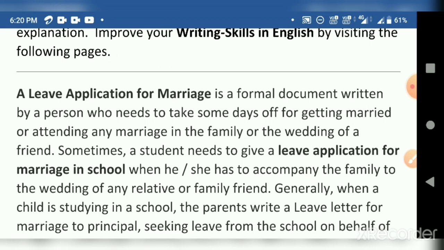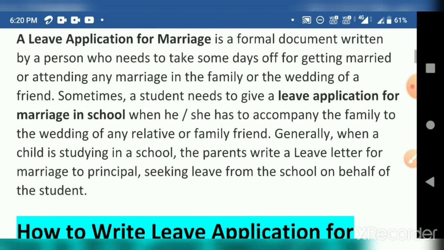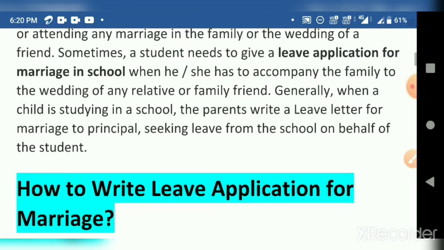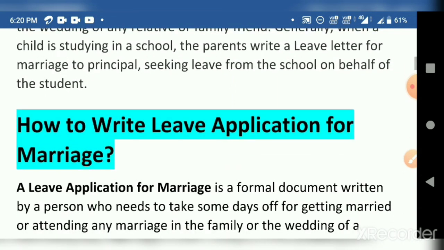So it is a formal document letter written by a person who needs to take some days off for getting married, or if a student, one of the relatives, brother or sister or somebody is going to get married, so he has to take leaves to attend the function. So how to write that? In this we have to learn. This is one of the formal letters which generally students do not understand how to write.